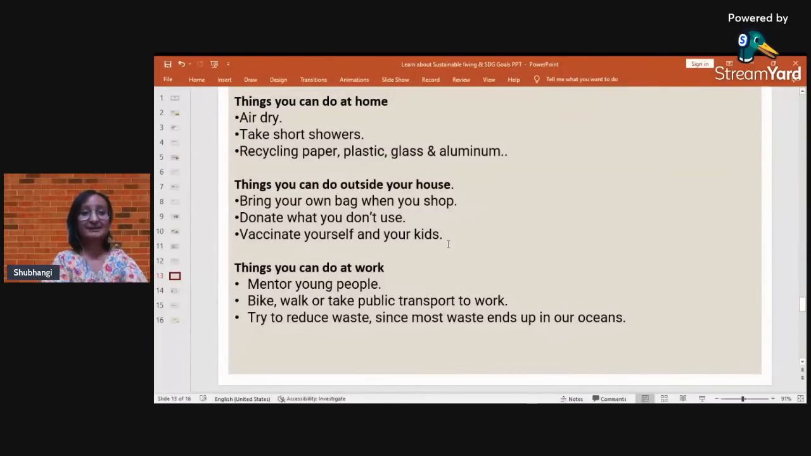Then next is things you can do at work. Mentor young people, bike, walk, or take public transport to work. Try to reduce waste, since most waste ends up in the oceans. Yes, I would like to discuss this with you. If someone asked me why I came to this topic, why I thought, okay, let's do a small webinar.